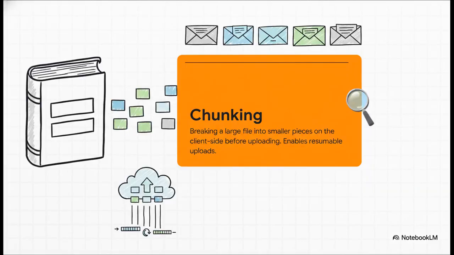The solution is chunking. It's kind of like mailing a 1,000-page book. You don't send it in one giant, risky package. You send it chapter by chapter. The client breaks the large file into smaller pieces, maybe 5 or 10 megabytes each, and uploads them individually. This lets us do parallel uploads, show a real progress bar, and most importantly, resume uploads if they fail.